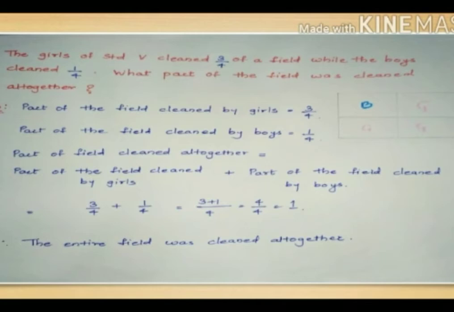And as we studied earlier, if the numerator and the denominator of a fraction are equal, then the fraction is equal to 1. So the answer is 1. One whole part of the field was cleaned altogether.